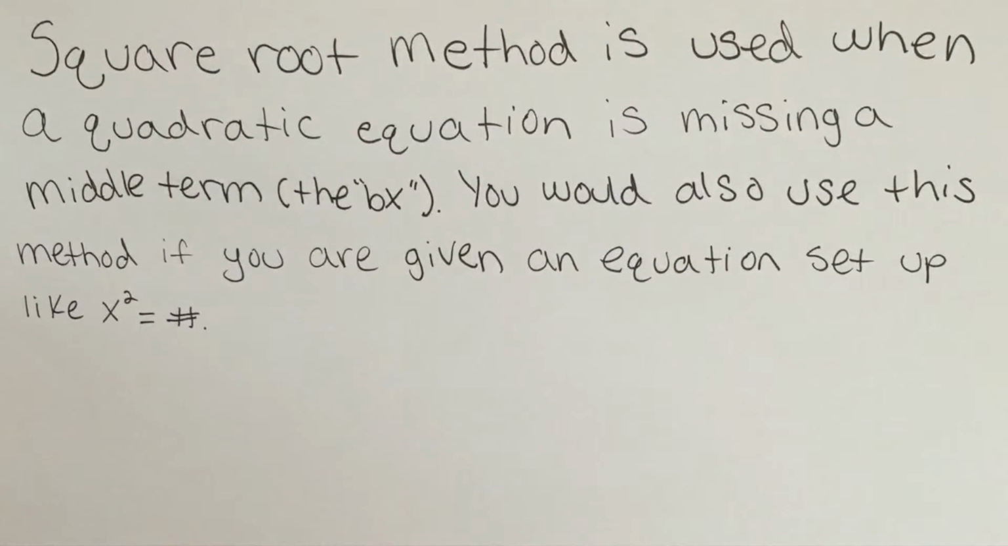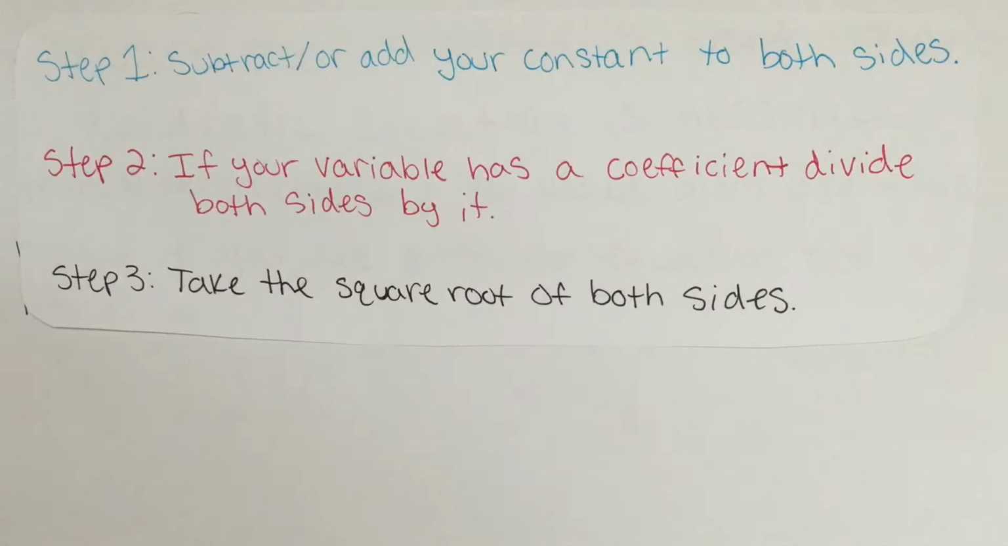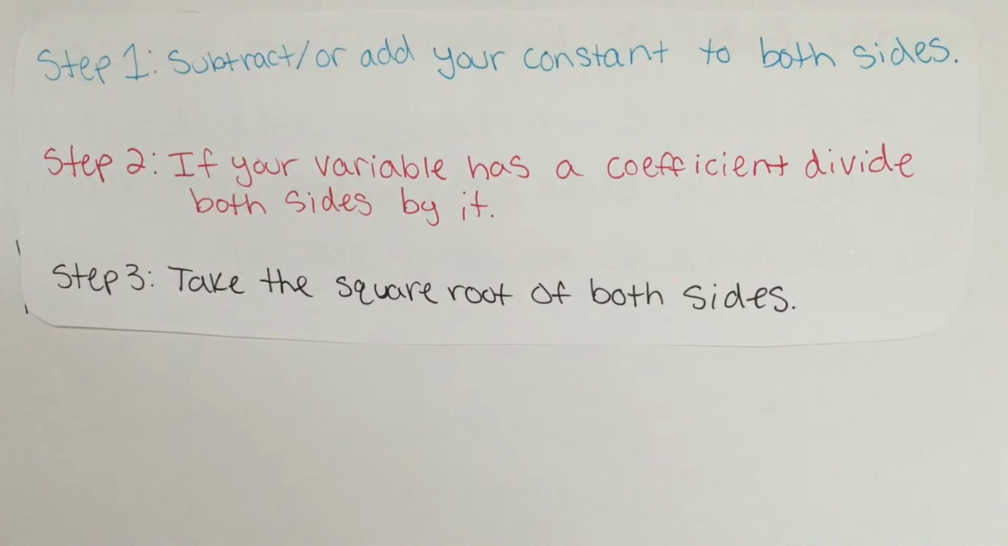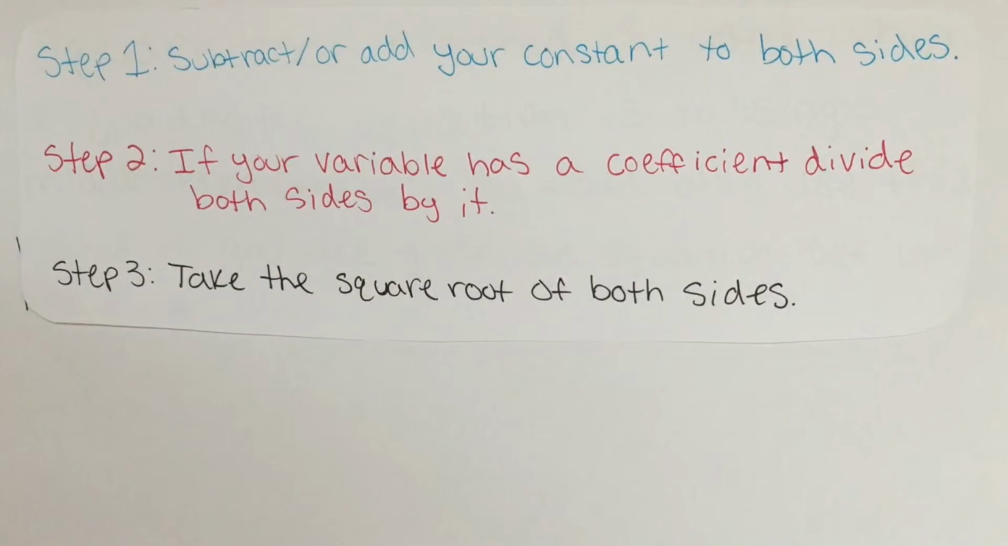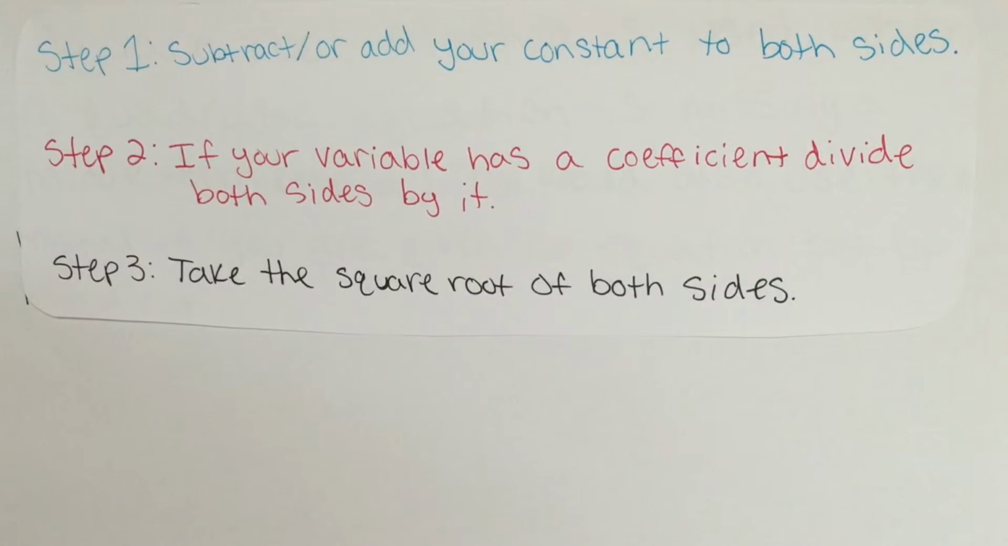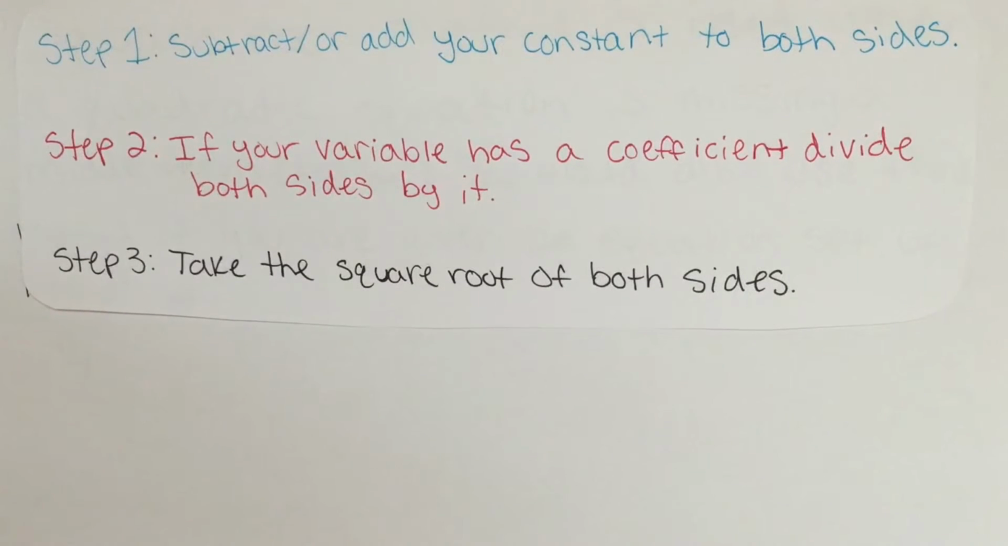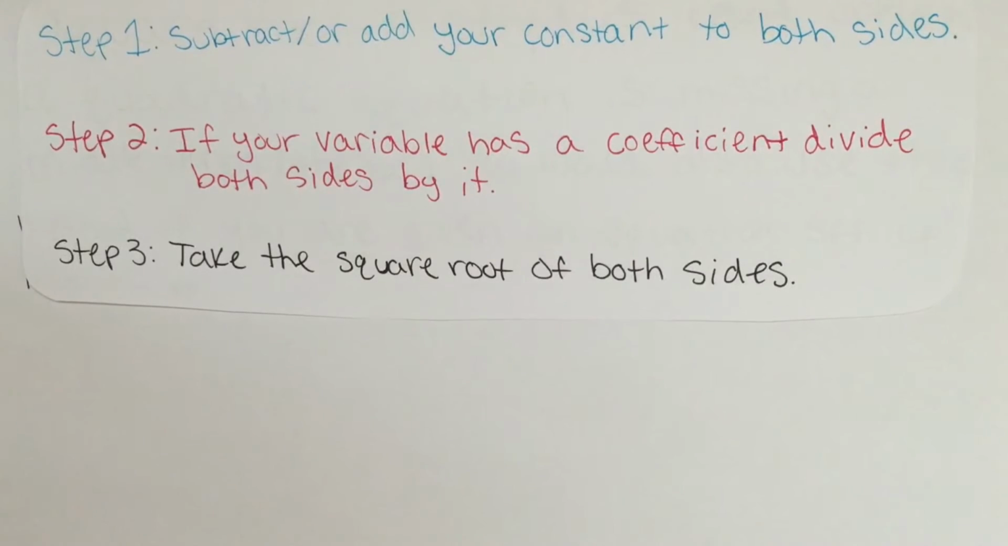The square root method is used when a quadratic equation is missing a middle term, the bx. You would also use this method if you are given an equation set up like x squared equals a number. When the square root method is used, it is common to get non-real or complex solutions. The first step is to add or subtract your constant to both sides, if necessary. The second step is, if your variable has a coefficient, divide both sides by it.